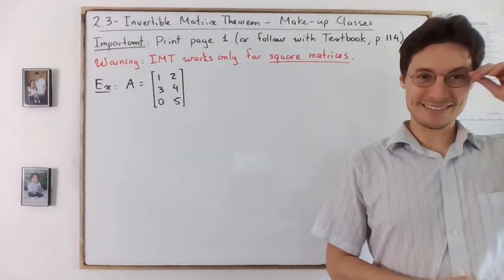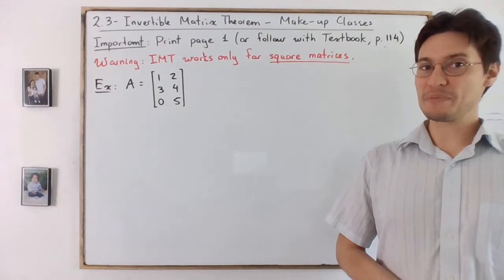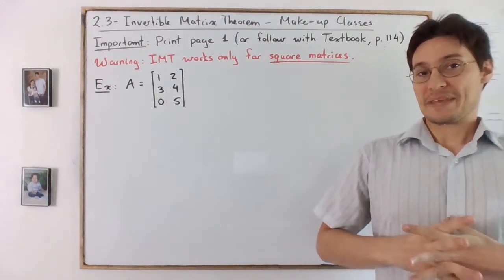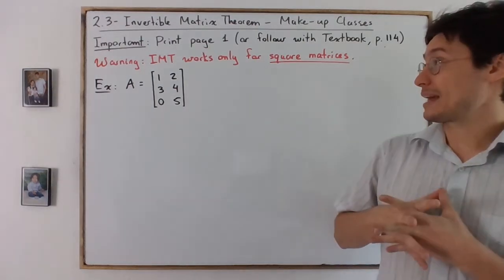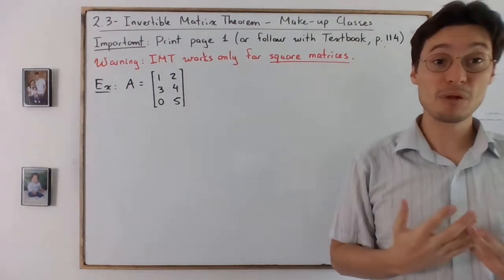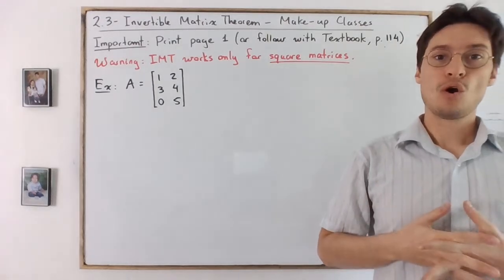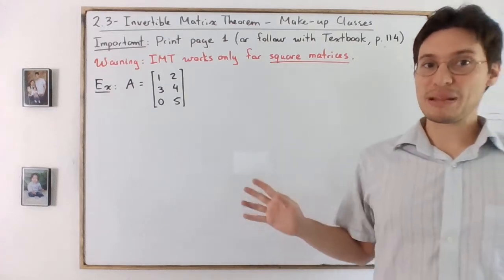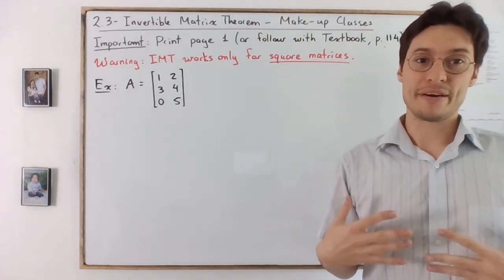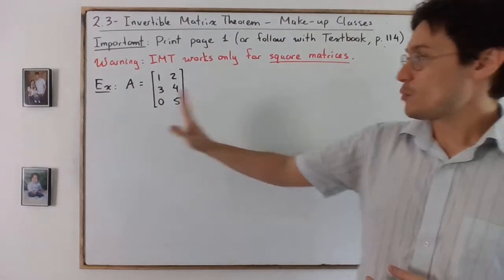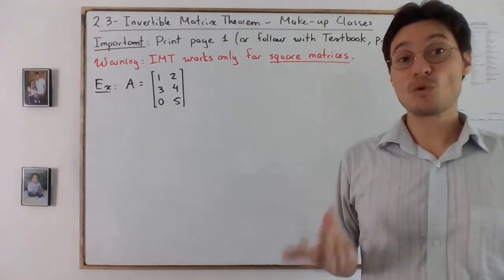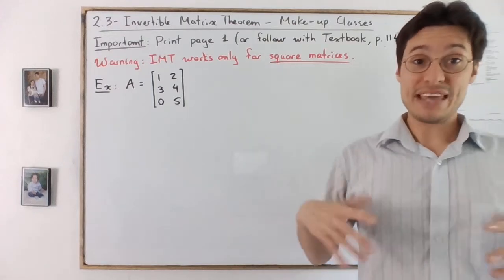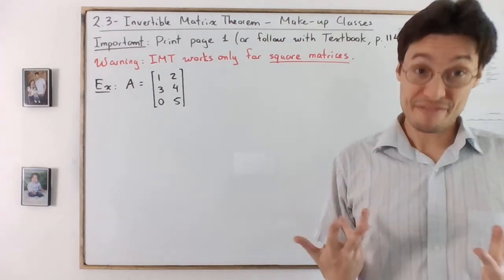Hi, linear algebra students. I think this video will be quite short because the only thing I'm really doing here is giving a warning that the invertible matrix theorem works only for square matrices. In other words, it doesn't apply at all for matrices that are not square. Whenever you are dealing with non-square matrices, you have to completely forget about the invertible matrix theorem, and the appropriate theorems to use are the pivot theorems.